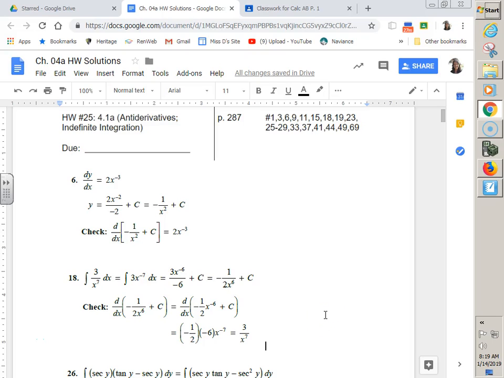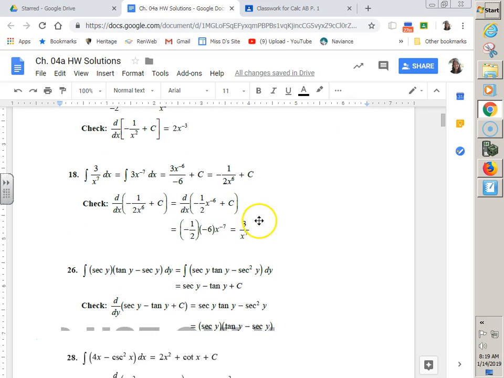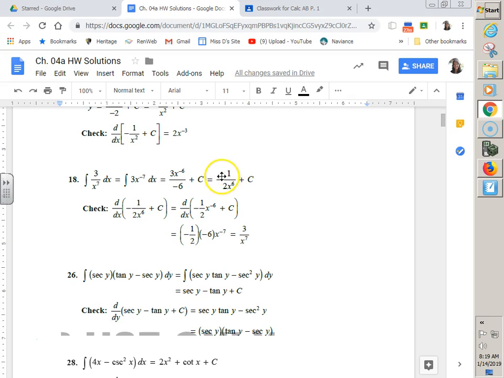You derive it. Good. So what they're doing is saying, hey, we're right, and here's why. What's another way of writing this? I don't know. Negative x to the negative 2 would have also been correct. Number 18, you guys can check it. Another way of writing this would have been negative 1/2 times x to the negative 6.